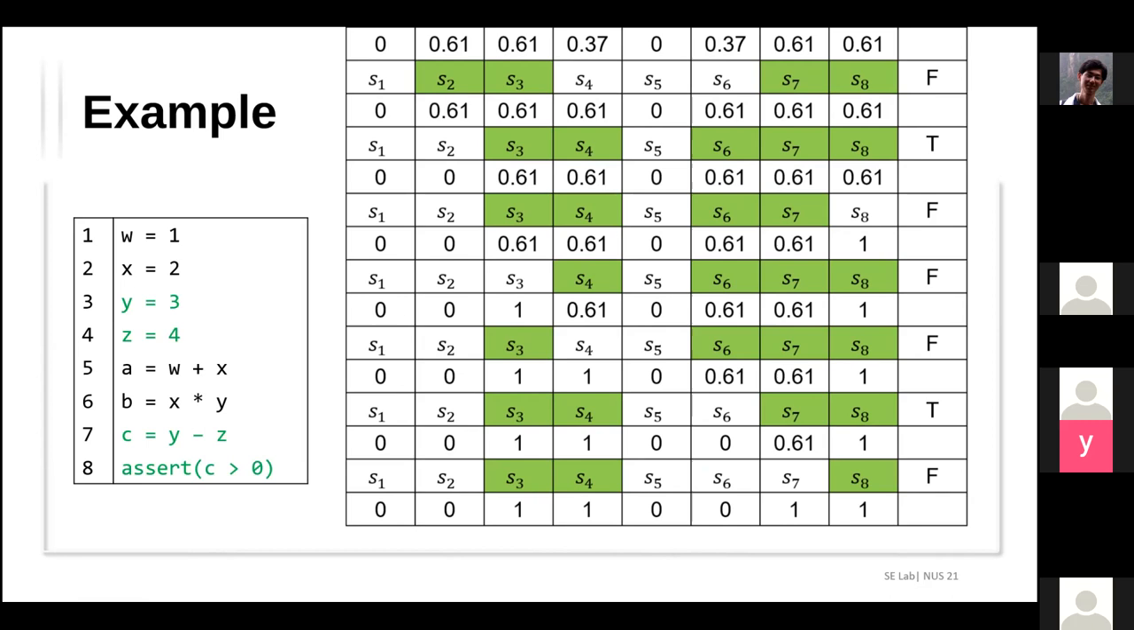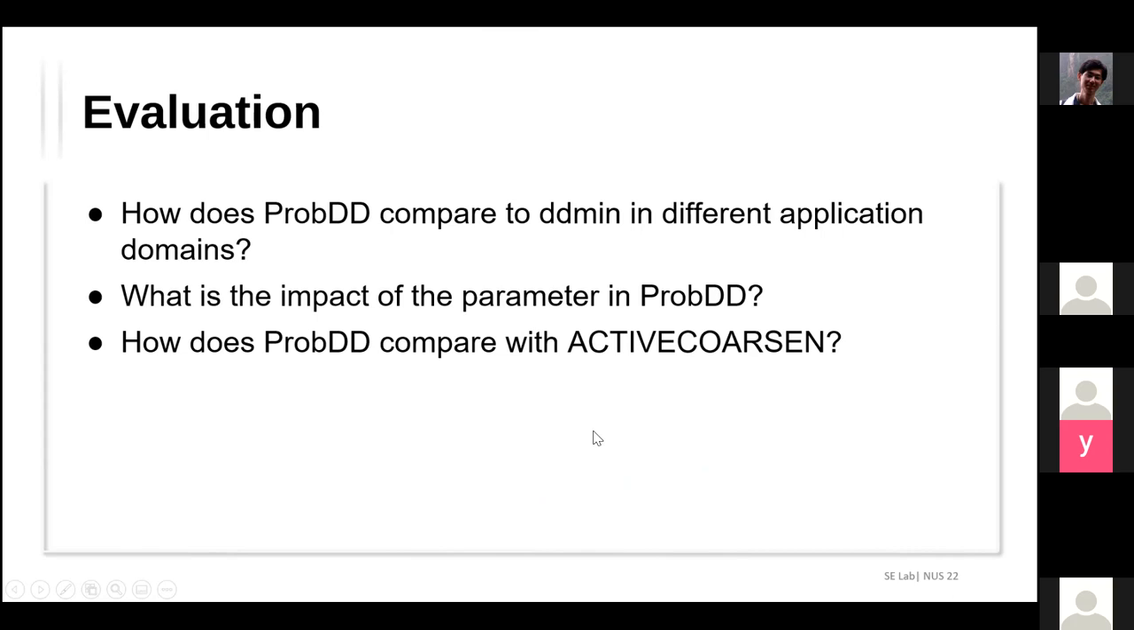Okay, overall, after this is the evaluation portion. They compare it with ddmin. Their way of comparing it with ddmin is that they replace, as mentioned previously, Chisel as well as HDD. They just replaced the ddmin that is in HDD and Chisel with their new novel method PropDD. Then they study the impact of the parameter in PropDD, which is actually just the starting so-called reduction ratio. And lastly, they compare it with active Coarsen, which is another search space algorithm.